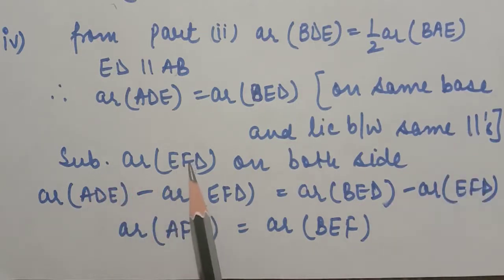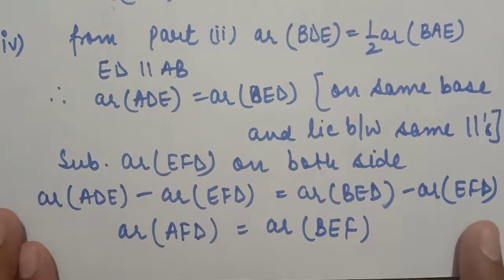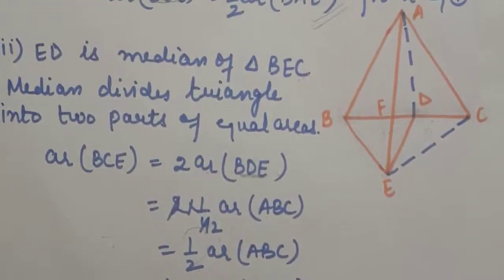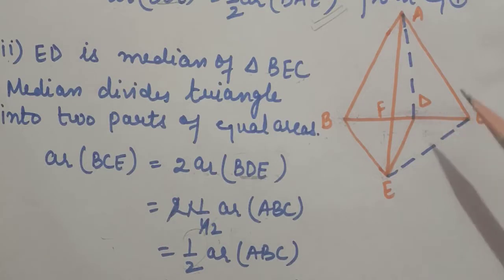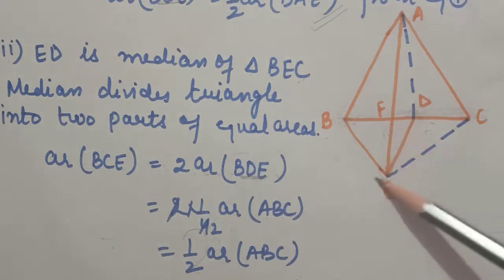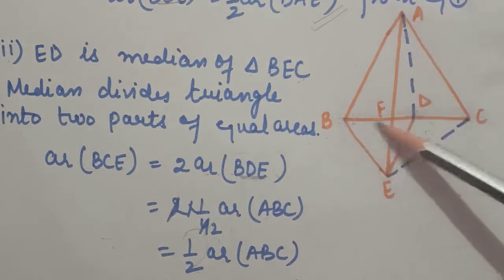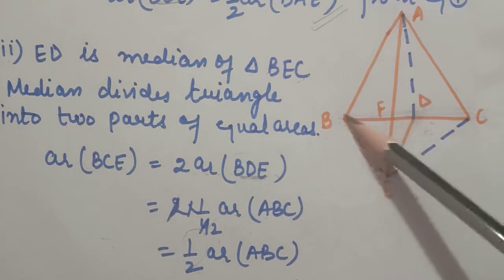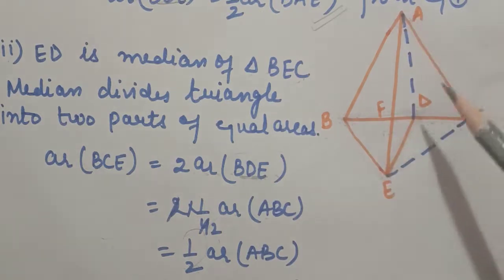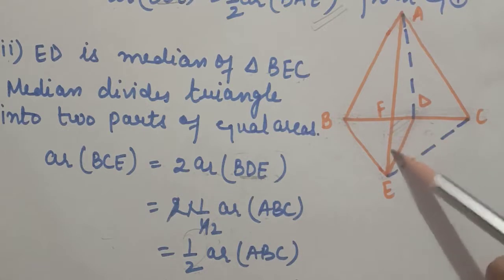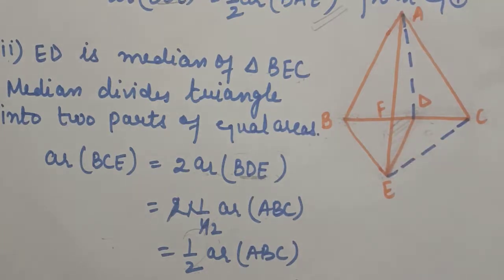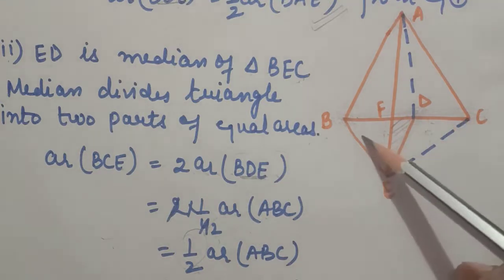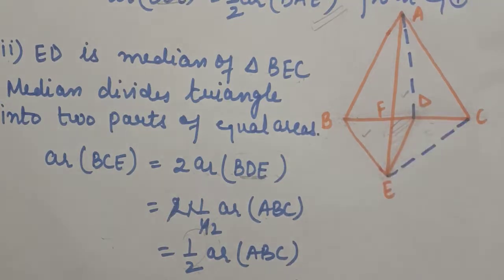So students, we have to subtract area of EFD. Let me show you from your diagram. This is your diagram. Now we said that ED and AB are parallel to each other. So triangles AED and BED are on a common base ED, and they both lie between these two parallel sides. So definitely the areas of these two triangles are also equal to each other. Now we will subtract area of EFD on both sides. So the remaining portion which we want to equal is only the remainder.